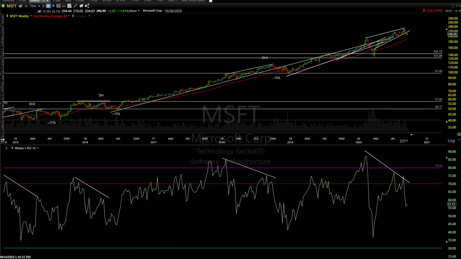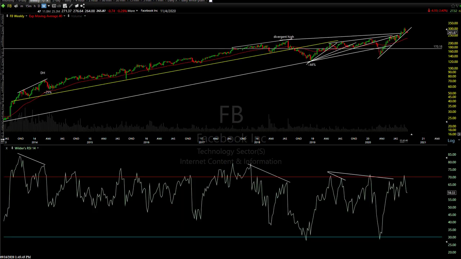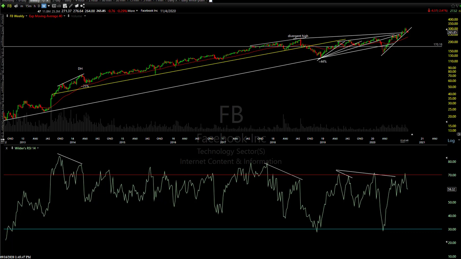And here we are again. So wash, rinse, repeat. History doesn't always repeat itself, but it often rhymes. And these are the things you look at for double-digit corrections in Microsoft. And we can go down the line and look at the others. Facebook too, see what's happened there.